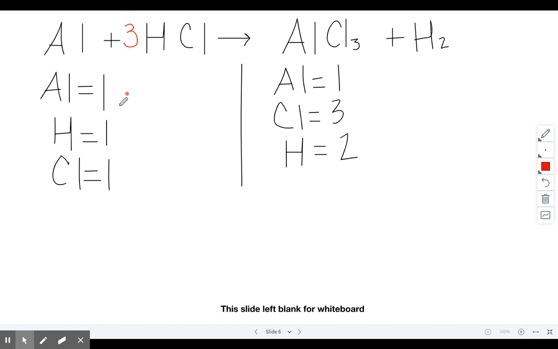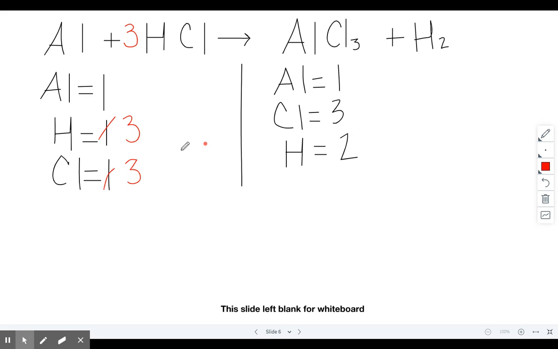Okay, so now that gives me 3 hydrogen, and it also gives me 3 chlorine. So my chlorine are balanced. I got 3 chlorine on the left, 3 chlorine on the right. That's good. Okay, but my hydrogen, I just messed up bad on my hydrogen because there's nothing I can multiply to 2 to make it 3.